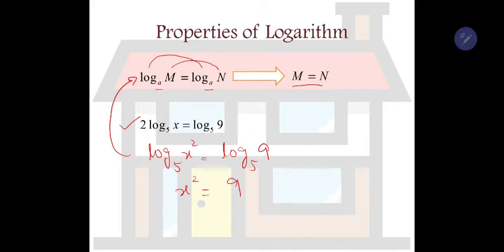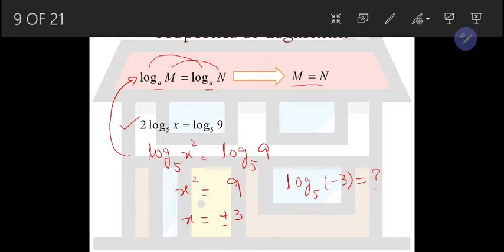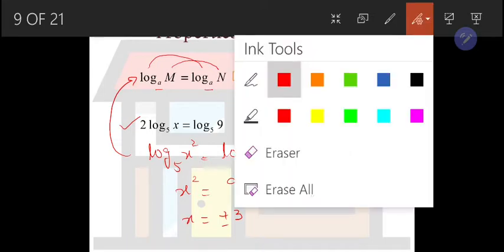Now, traditionally, x squared equals 9 should result in x equals plus and minus 3. But if you plug log base 5 of minus 3 into your calculator, I want you to find out what you get. And can minus 3 be the answer to this question? Please share your answers with me. You can use Google Classroom to reach out to me, or you can just simply send an email.